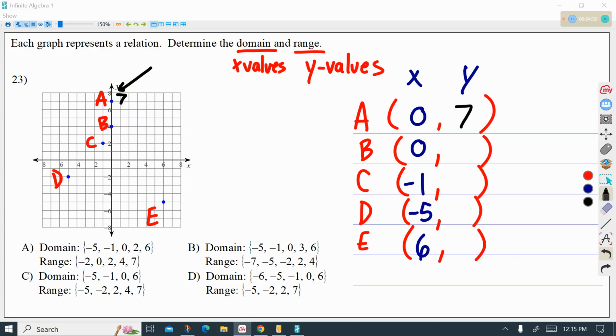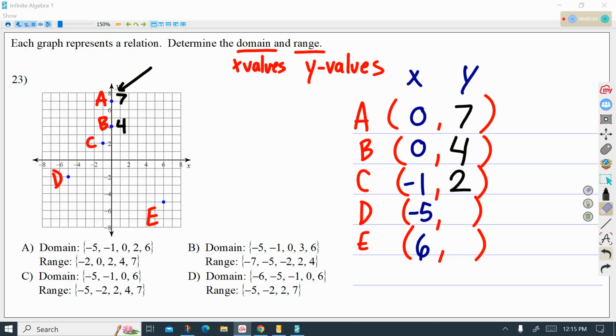B is right here at the point 4 on the y-axis. So B is the point 0, 4. C. Okay, we can see that if I follow C over to the y-axis, we get to this point 2, right? So the y-coordinate of point C is 2.